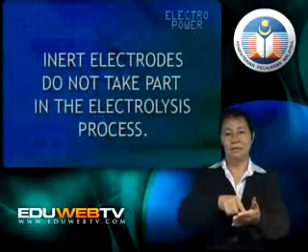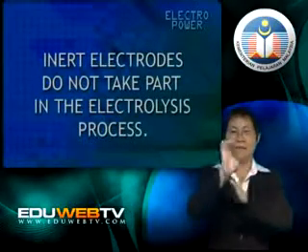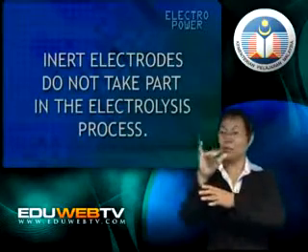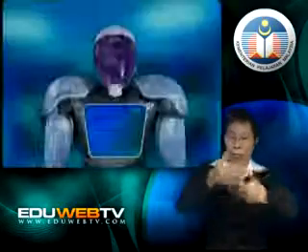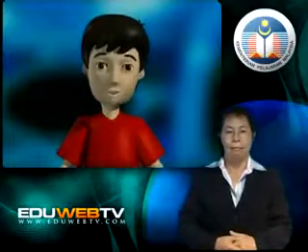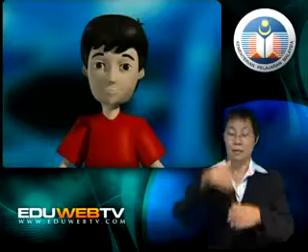These are called inert electrodes. Inert electrodes do not take part in the electrolysis process. So the carbon electrode just carries electrons to and from the electrolyte. Do metal electrodes take part in electrolysis? Some types of metal electrodes do.